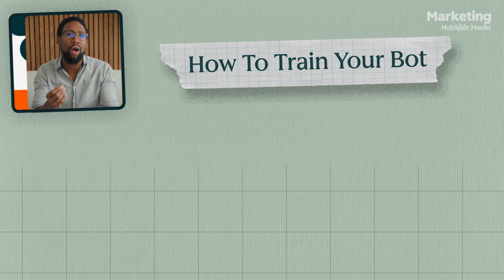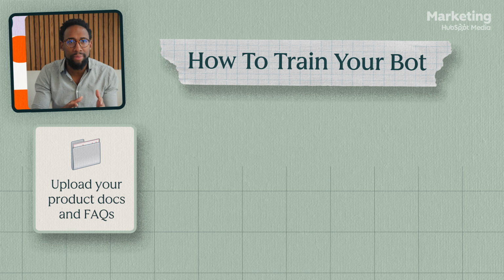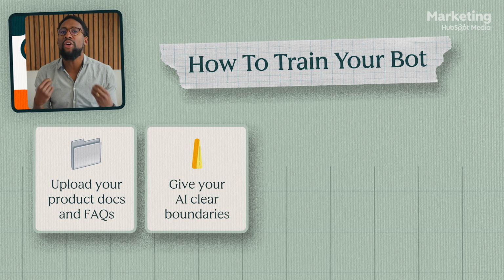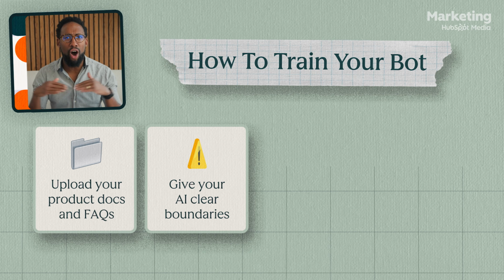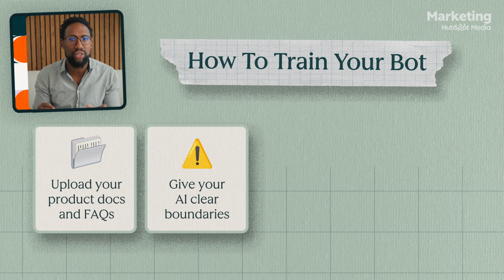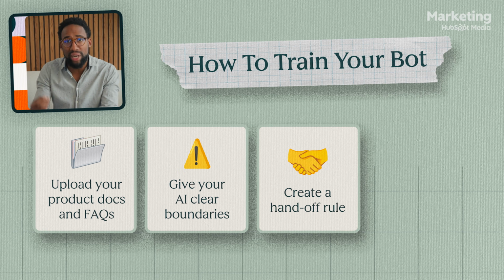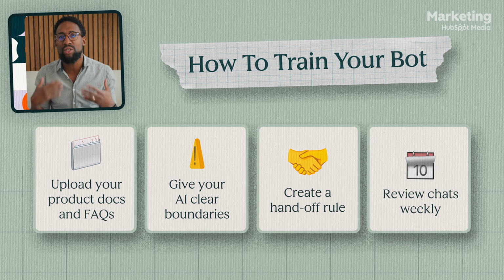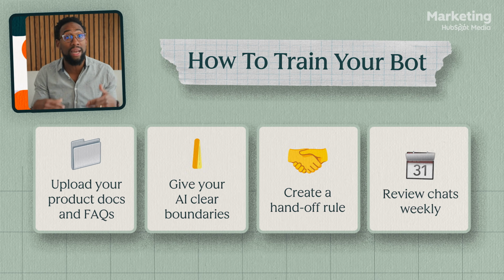To train your bot properly, upload your product documentation and FAQs. Give your AI clear boundaries on what it should avoid answering so it doesn't go down rabbit holes that you don't want it to. Create a handoff rule for tricky questions, and review chats weekly to improve your flow and improve your AI bot. Folks, if you don't want to build from scratch, HubSpot's WhatsApp toolkit includes pre-built chatbot templates for e-commerce, B2B, and services.